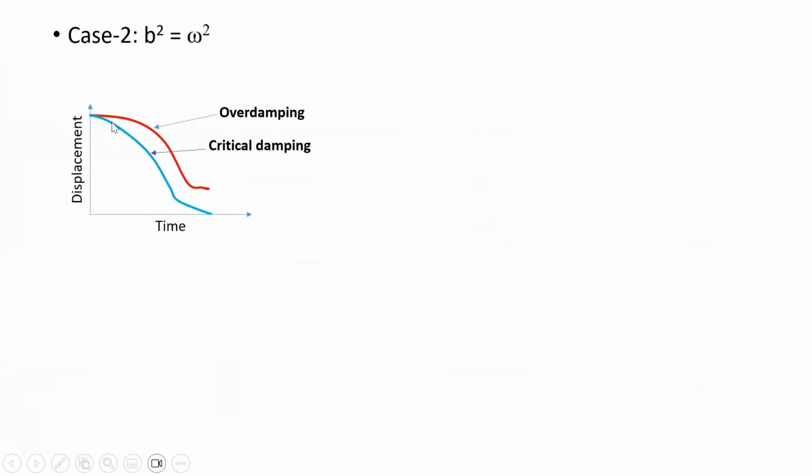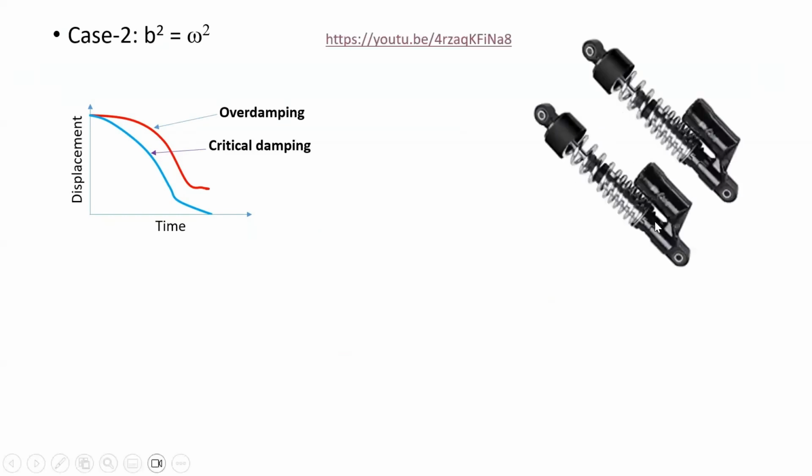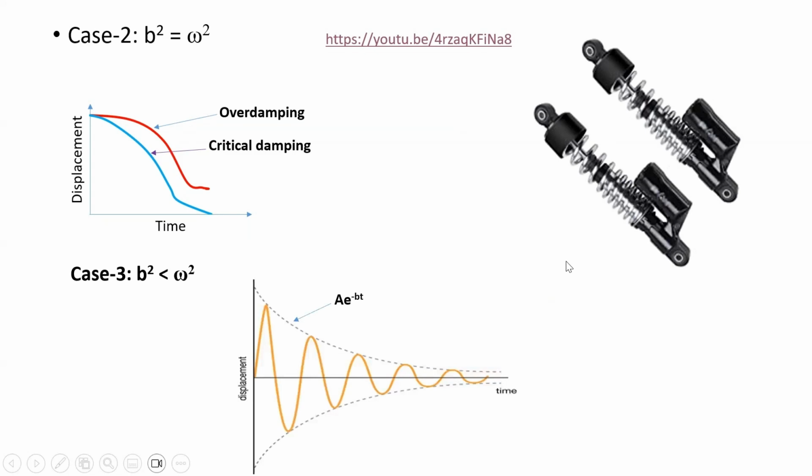The second one is critical damping, b square equal to omega square. In this case, the amplitude decreases with time faster than the overdamped case. This kind of critical damping we observe in shock absorbers. What shock absorbers do we use for a bike or car? There, we use this kind. And the third one we have observed is underdamping. In this case, the amplitude continuously decreases, but oscillations occur. After a certain time interval, it comes to rest. So these are the three different cases of damped oscillations.